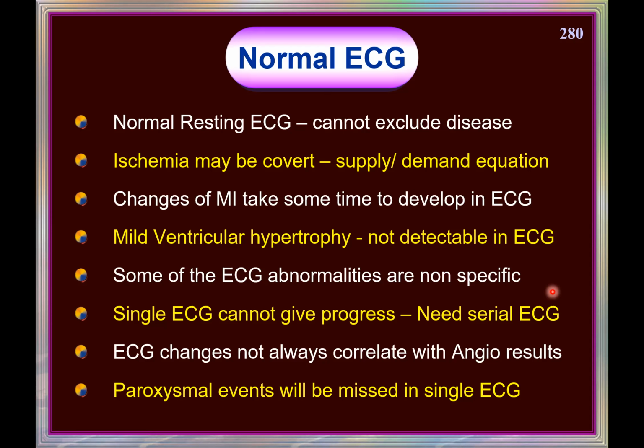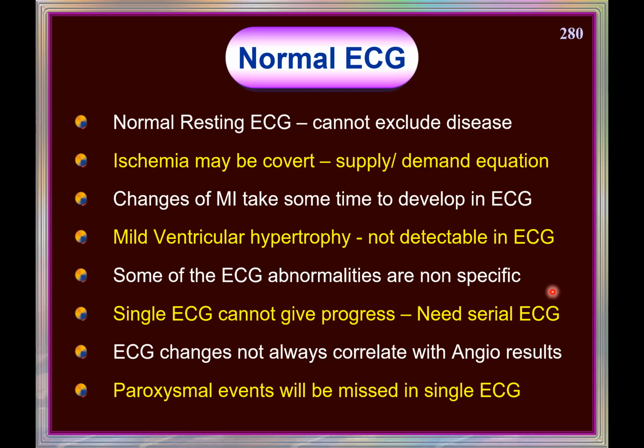Paroxysmal events will be missed in a single ECG. What is paroxysmal? Comes and goes. In paroxysmal atrial tachycardia, the ECG is normal in between the attacks. When the patient has the paroxysmal attack, if you record the ECG, you can pick it up. Then how do I overcome that? Paroxysmal attacks can be obtained by doing a Holter.